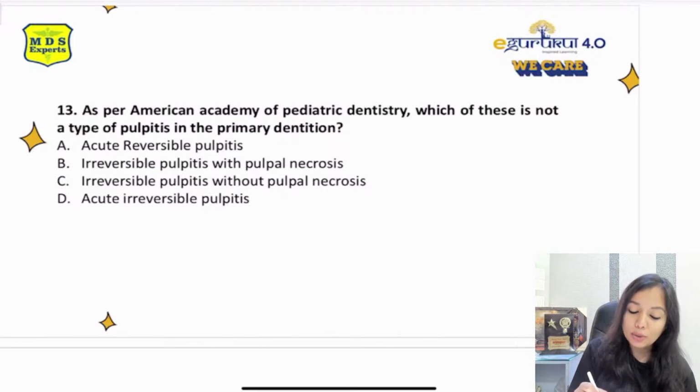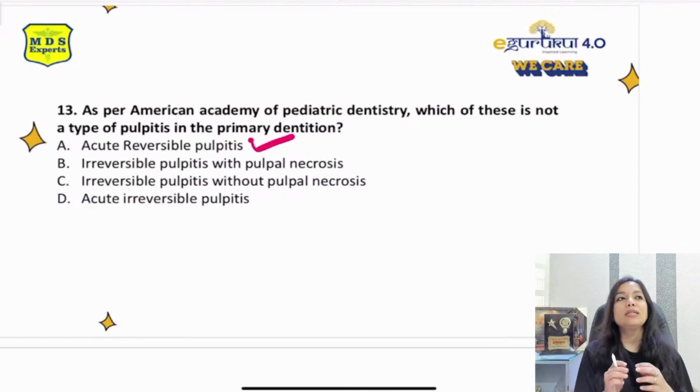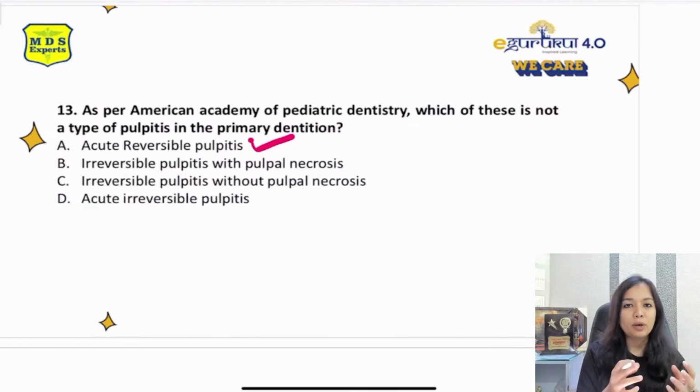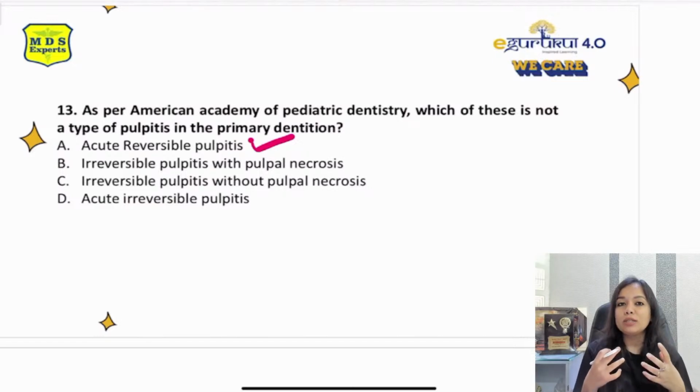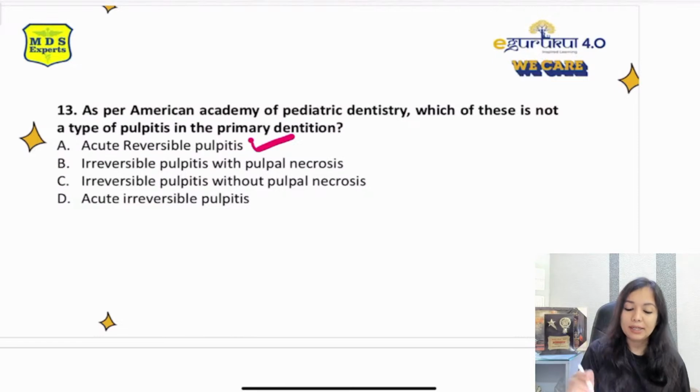There is an acute reversible pulpitis which occurs, for example, when the child has fallen down and got hurt on one of his teeth, or there is a crack in one of his teeth. That will cause the pulp to inflame, but it will be reversible. You can use various agents, pulp capping agents, and various anti-inflammatory drugs to reverse the inflammation of the pulp. So that will be acute reversible pulpitis, which occurs in primary dentition. Then we have irreversible pulpitis with pulpal necrosis.